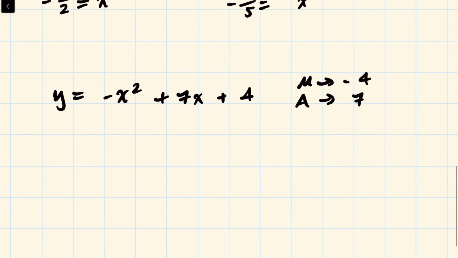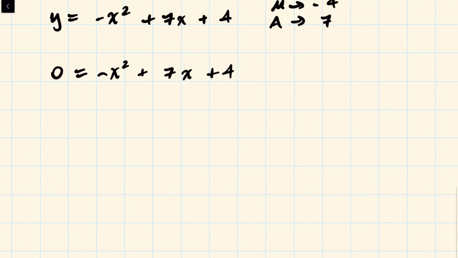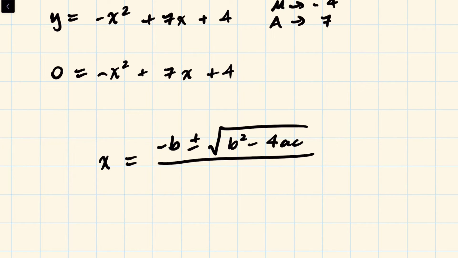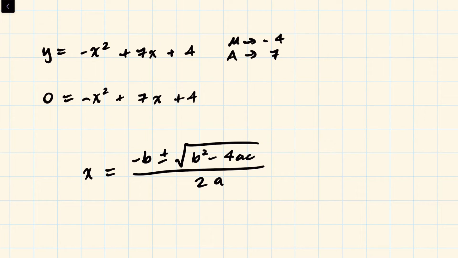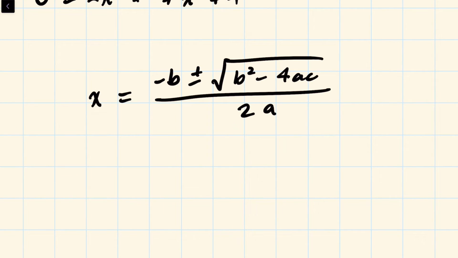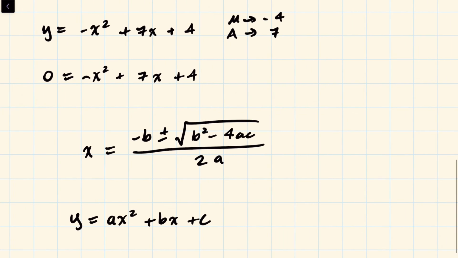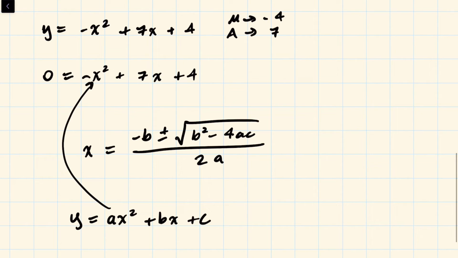So what we have to do in this case is set the thing equal to 0 and use the quadratic formula here. So our x is going to be equal to, if I remember correctly, negative b plus or minus the square root of b squared minus 4ac, over 2a. Okay, so what's a, b, and c here? The quadratic is in the form ax squared plus bx plus c. So in this case, our a would be negative 1, our b would be 7, and our c would be 4.